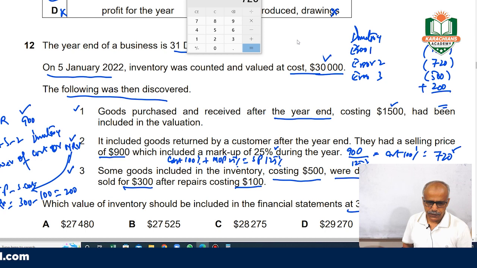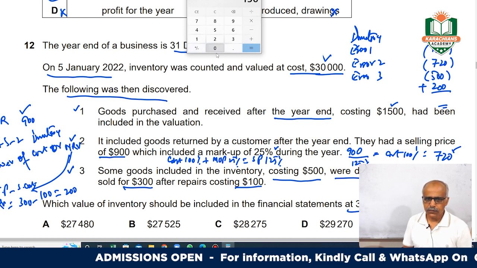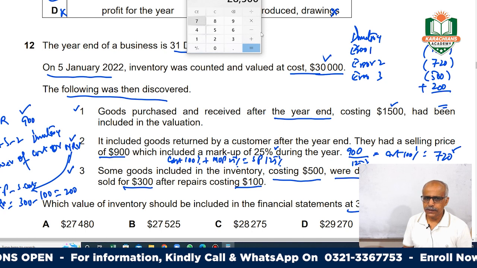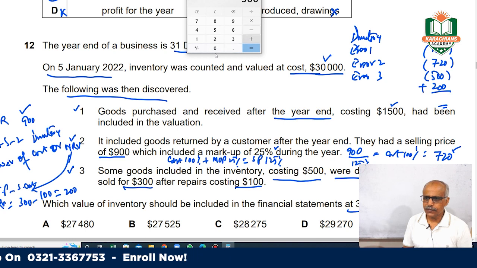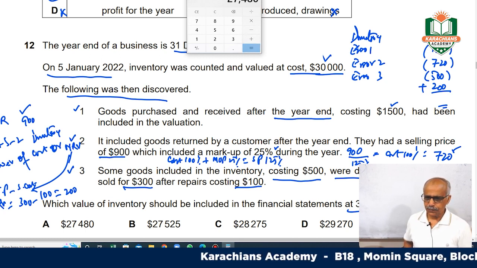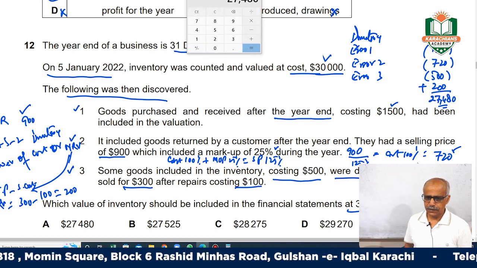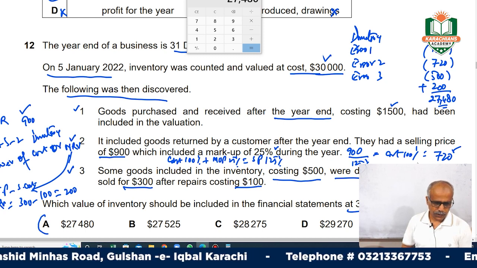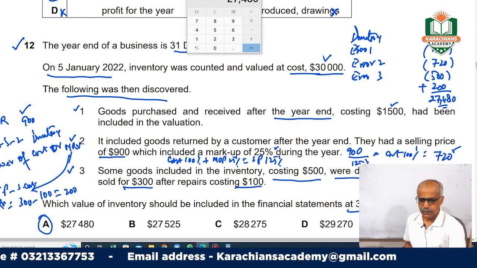So this will be your new inventory. How much? 30,000 minus 1,500 minus 720 minus 500 plus 200. Okay, so your inventory is 27,480, roughly 27,000. So your answer is A. Hope this question is clear to you. Just 1 minute.